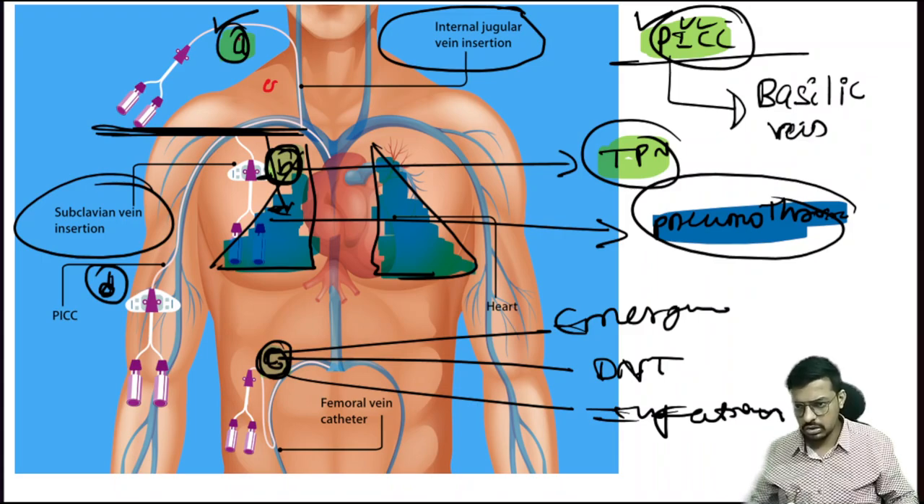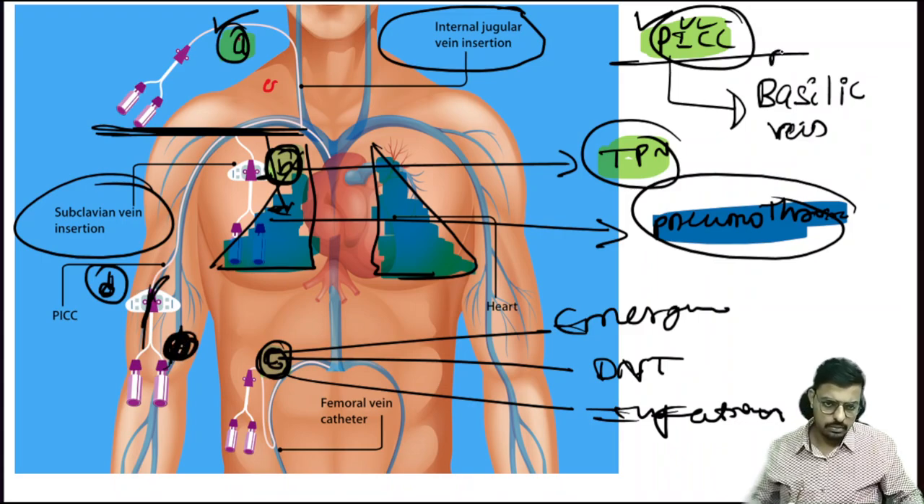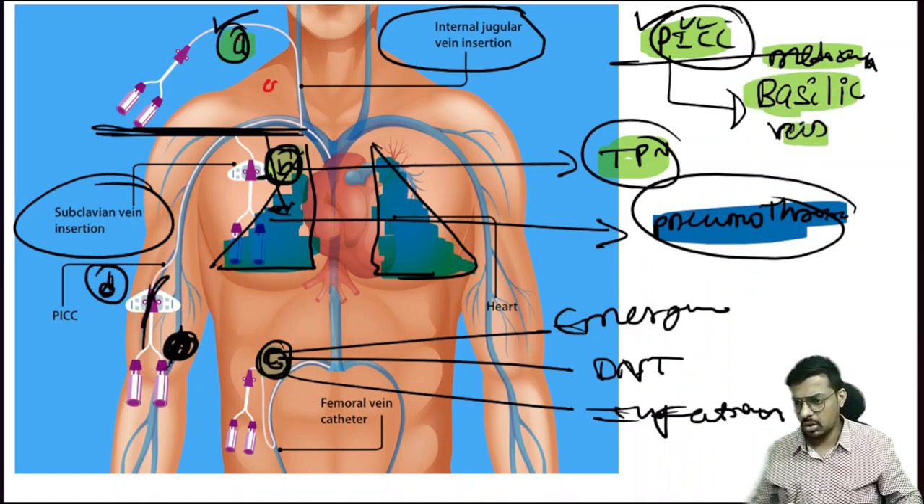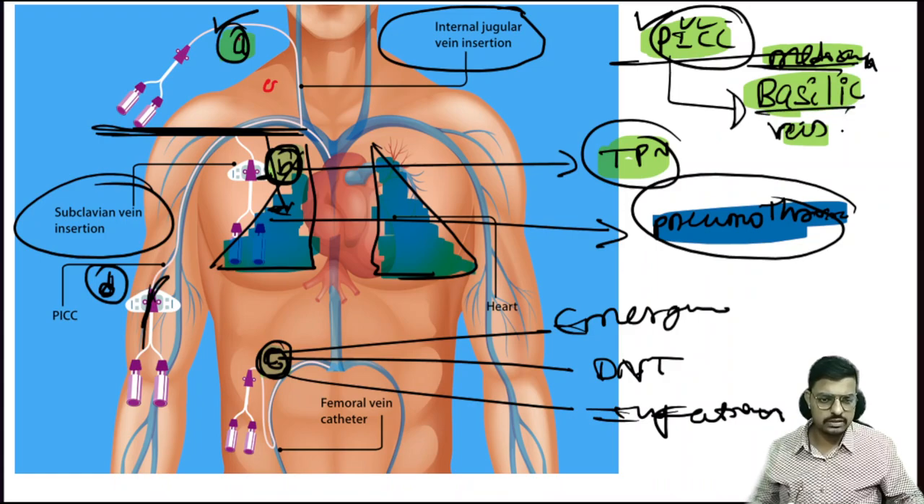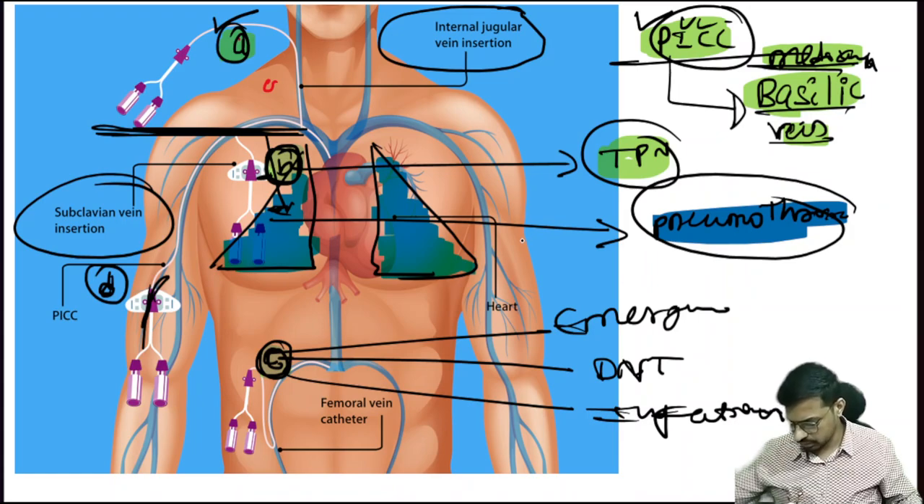So this is the median basilic and this is the lateral basilic. This one is the most preferred vein. The median basilic vein is the best preferred vein for insertion of the PICC line. In the image they have inserted it on the opposite side, but don't go according to the image; go by what I am telling. Note down: the median basilic vein is the most common vein where we insert the PICC line. It's the most important.